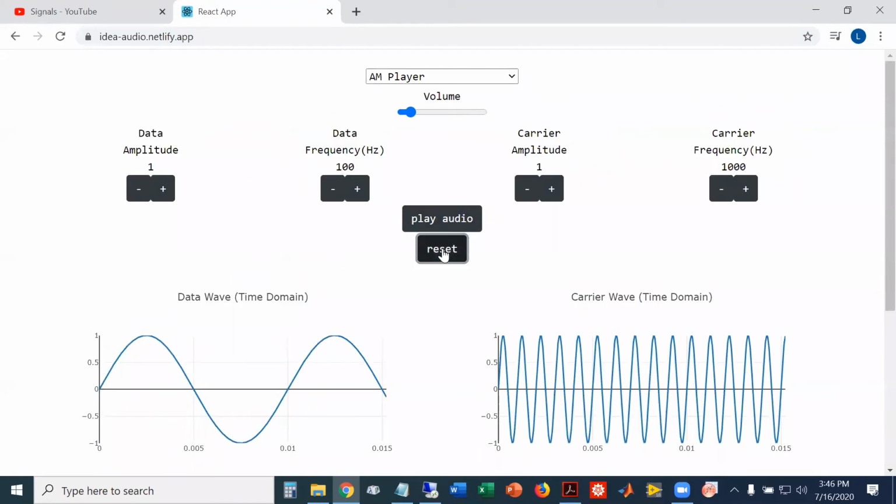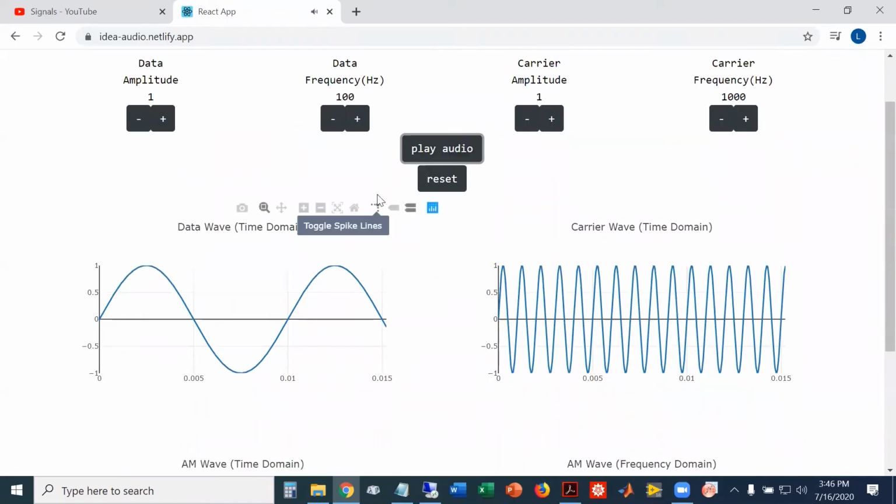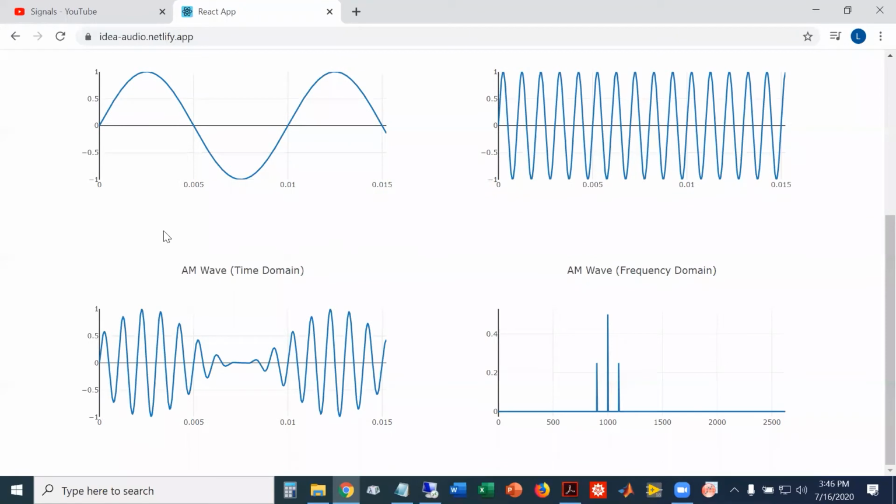So I'm going to play this. Oops, it's going to sound really bad. So that sounds like an emergency distress type signal.